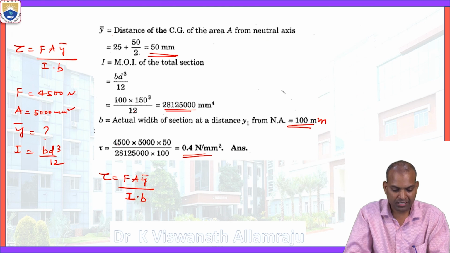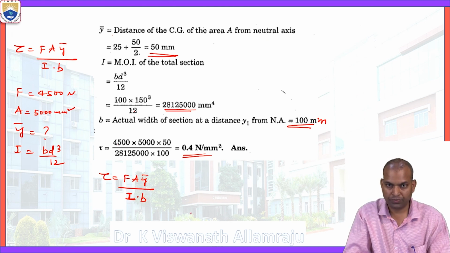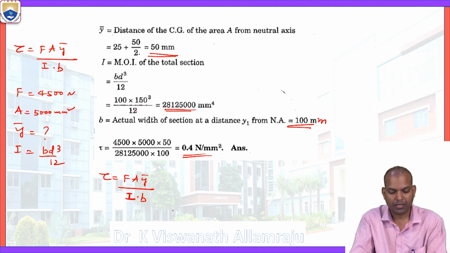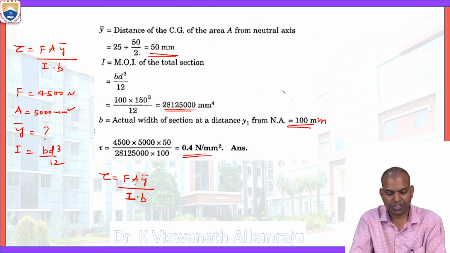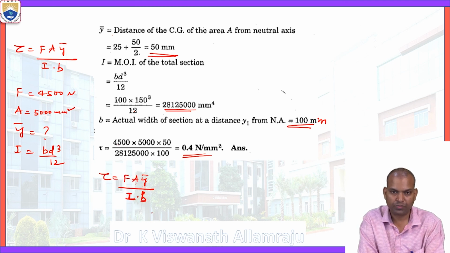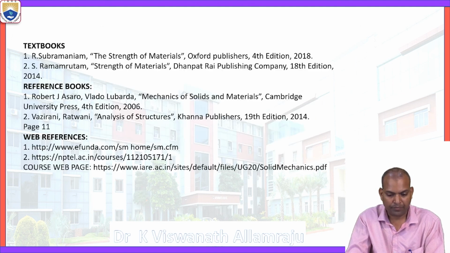Now the important interpretation is that the shear stress is proportional to the shear force, the area, and also ȳ, the centroid distance of the hatched area, and it is inversely proportional to I and B. Now B is the width. If the width is more, the shear stress becomes less. In this manner, we have to apply and solve the problem.